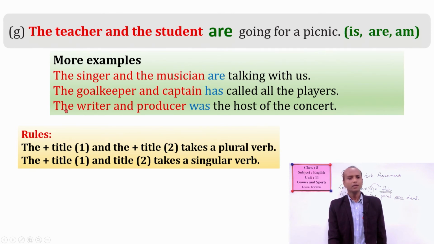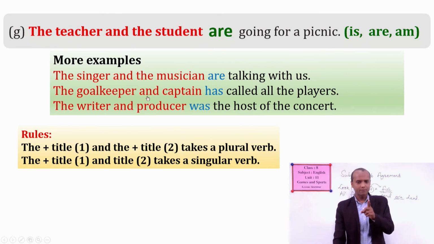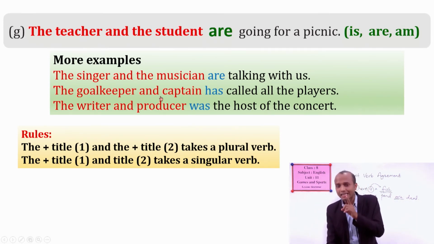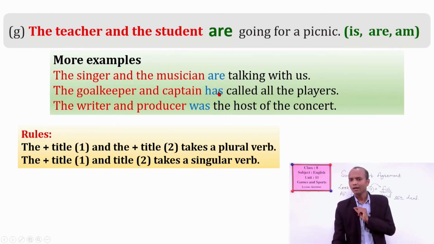For example, the writer and producer was. The goalkeeper and captain has. Okay, the goalkeeper and the captain. If there was the use of the, you could have written here have.